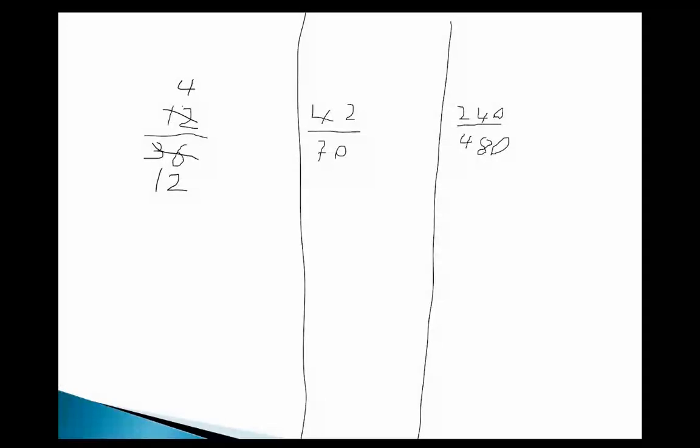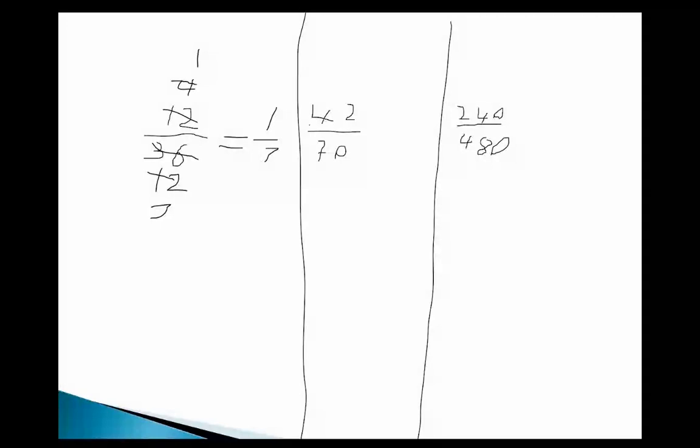Now, the highest common factor here would be 4. 4 into 4 goes 1 time. 4 into 12 goes 3 times. So the answer would be 1 over 3.